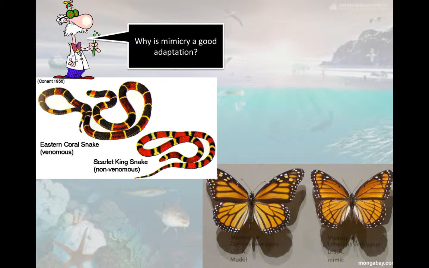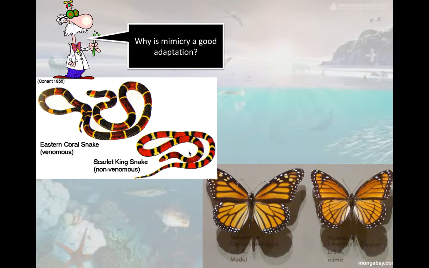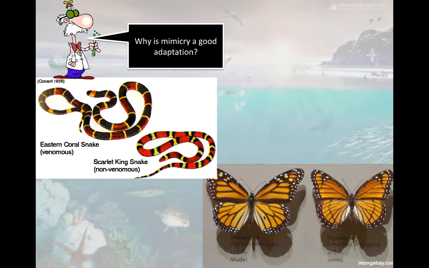All right, so now we're looking at another physical adaptation, and this one's called mimicry. And so if I'm looking here, I have 2 snakes. I have the eastern coral snake. This guy's venomous. And then I have a scarlet king snake, totally safe. You can play with this thing all day long. This guy here, we have the viceroy, and yeah, the monarch butterfly. So this guy, you don't want to eat him. This guy, you can eat him whatever you want. It's going to probably taste nasty, but you can eat him.